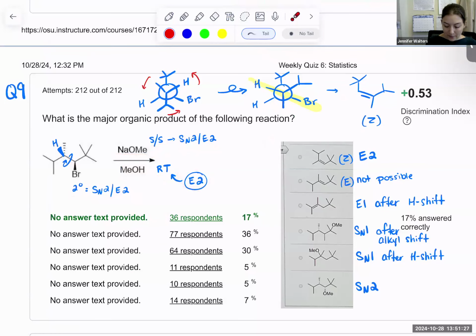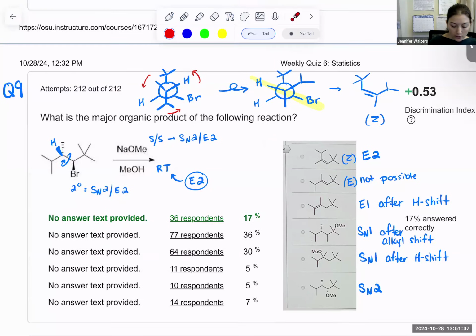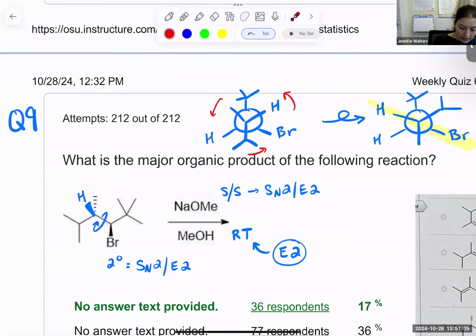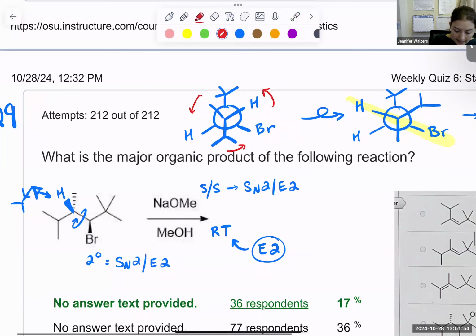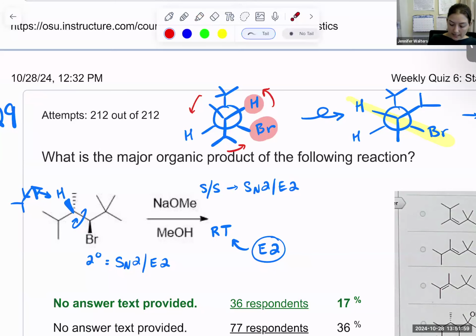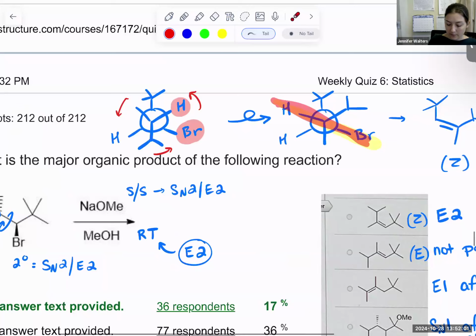So I need to pick the E2 pathway. So when I consider this, I need to pick one of the ones that has an alkene. So anything that doesn't have an alkene, immediately I know is incorrect because that's not elimination. When we go to do the elimination, if you look at the Newman projection, looking down the left-hand side, I would see this Newman projection. So what I needed to do was to rotate this front carbon, or you could rotate the back one, but I need this hydrogen to be anti-periplanar to that leaving group. So I had to rotate this in order to get my hydrogen and my bromine anti-periplanar.